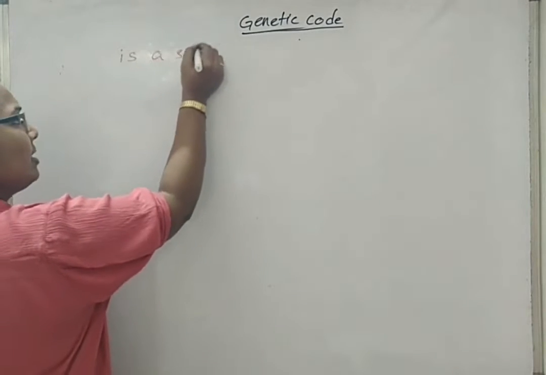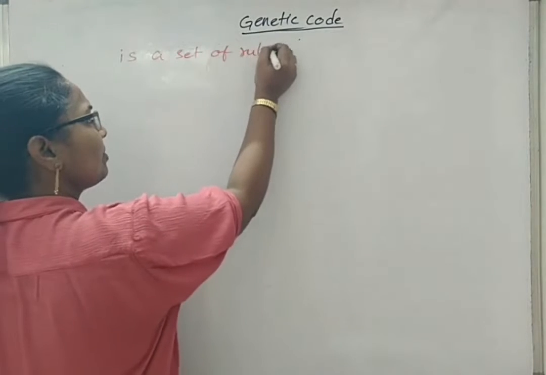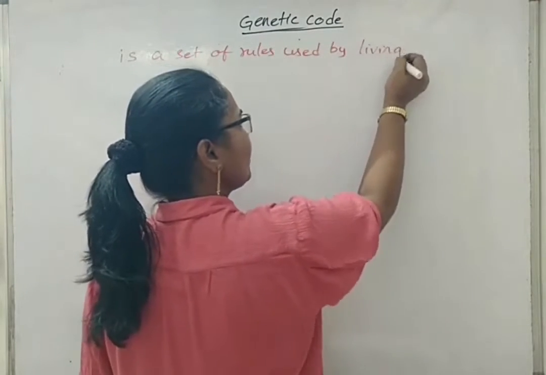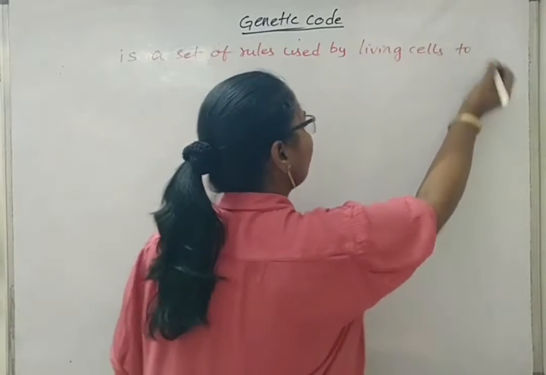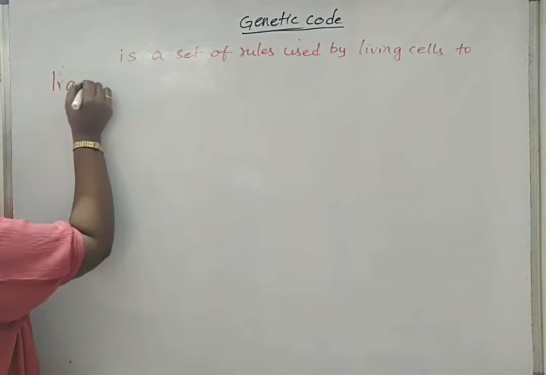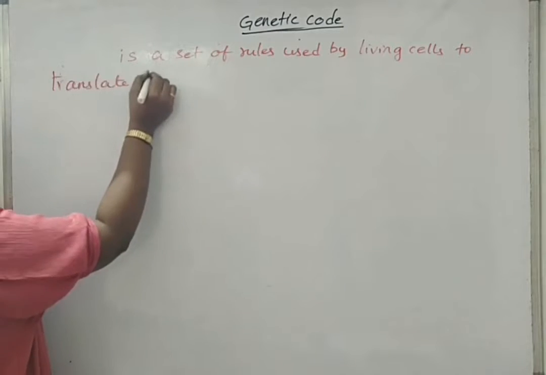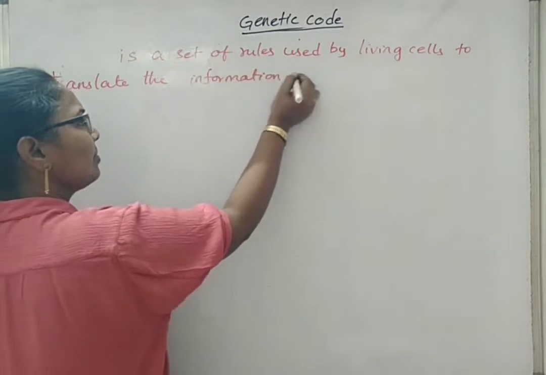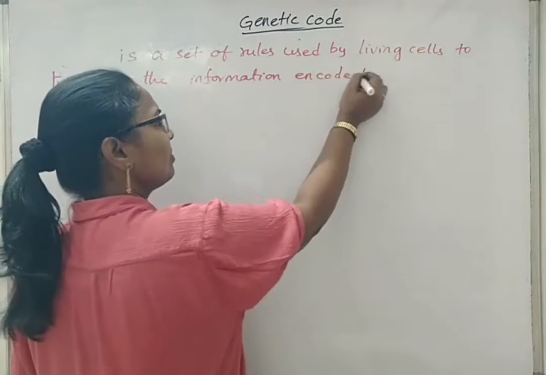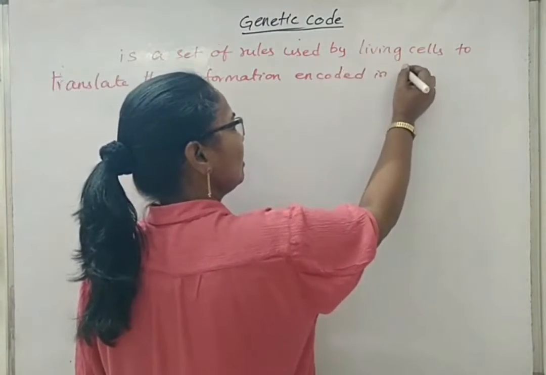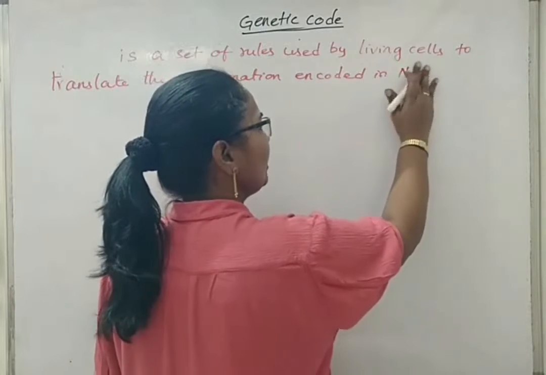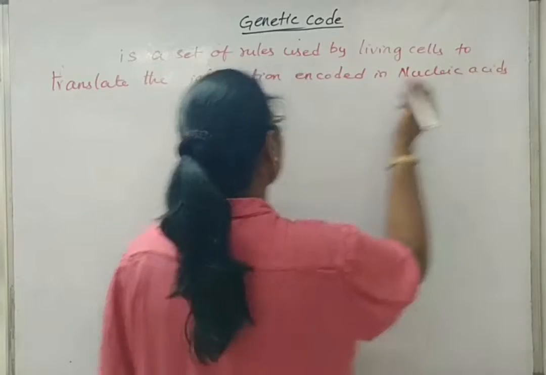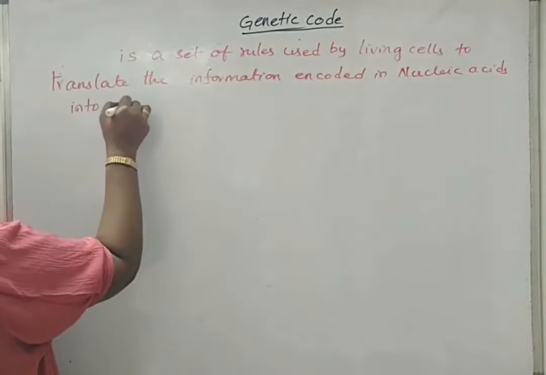Genetic code is a set of rules used by living organisms or living cells to translate the information encoded in nucleic acids or genetic material into amino acids.